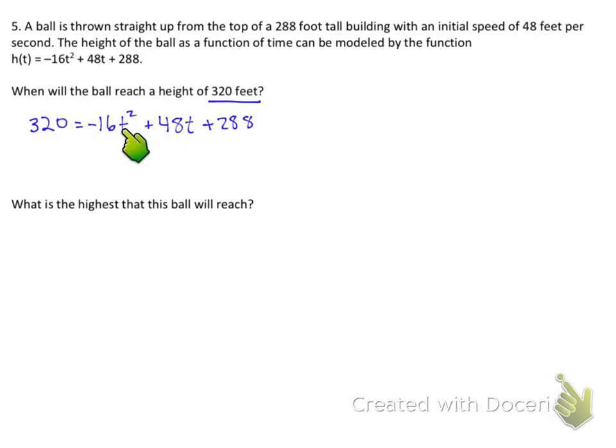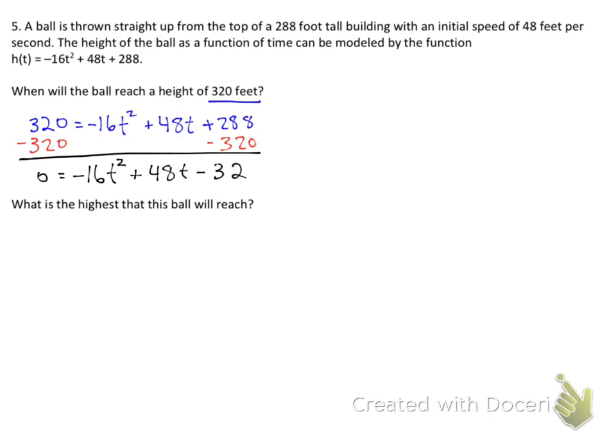So in order to solve quadratics, we need one side equals 0. So we're going to go through and subtract 320 on both sides of the equation. And we're going to come up with negative 16t squared plus 48t minus 32.